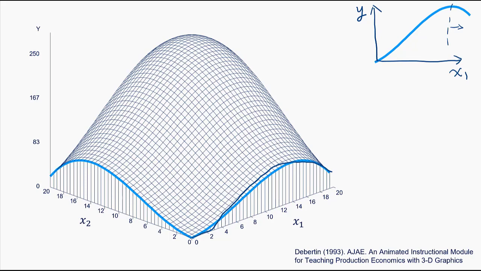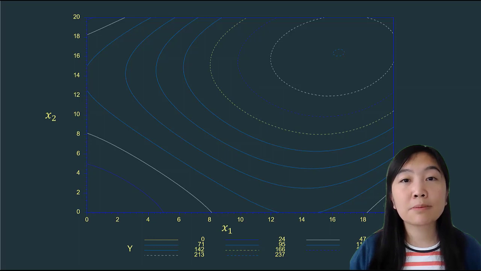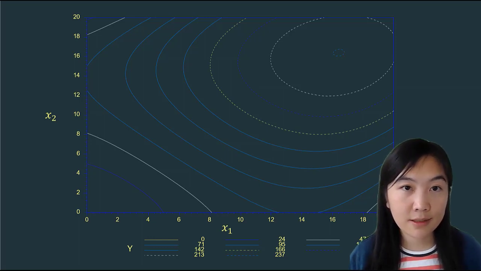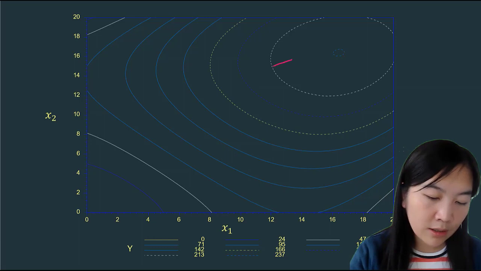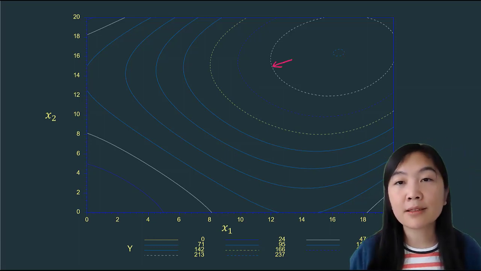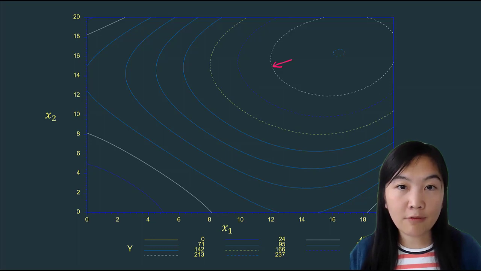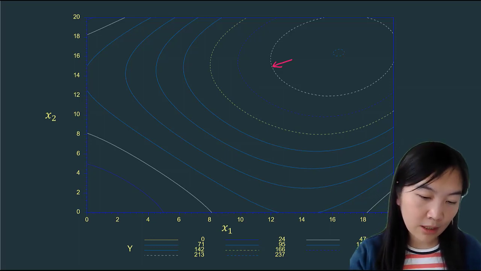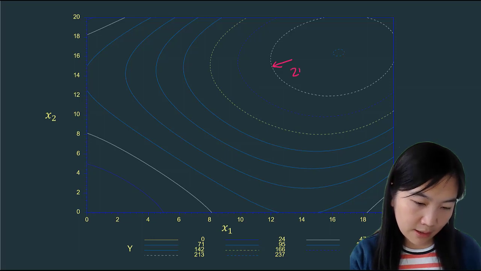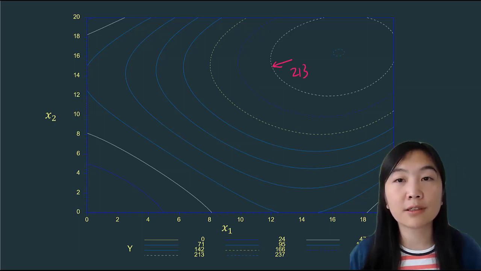So an isoquant is, for each level of y, if you keep track of all the same level of y on this production surface, and then project that same level of y to the x1, x2 space, you will get this graph here. Each curve here means the same level of y. For example, this dashed curve means y equals 213.